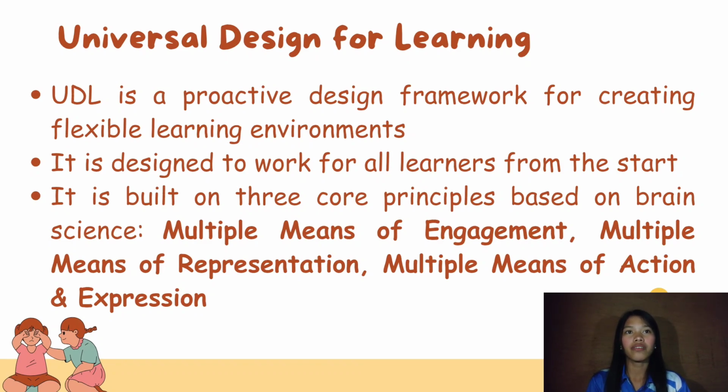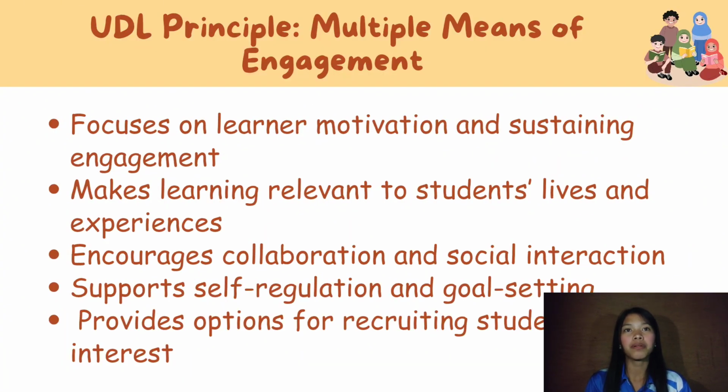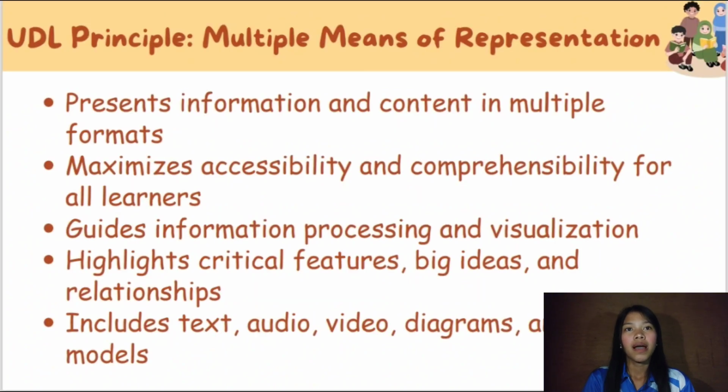It is built on three core brain science principles. The first one is multiple means of engagement. It is the why of learning. This is about motivation, how we tap into students' interests, offer choices, make learning relevant, and foster collaboration. By providing multiple pathways to engage, we ensure all students can find a point of connection and stay motivated to learn.